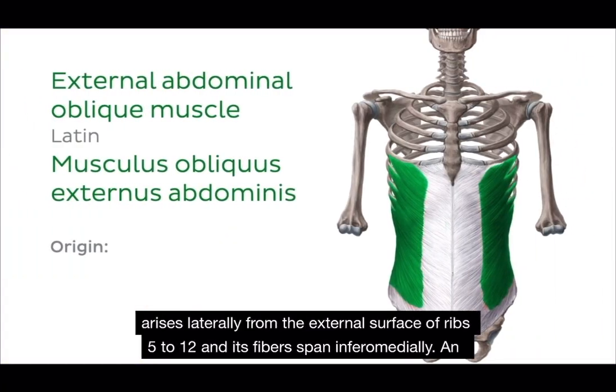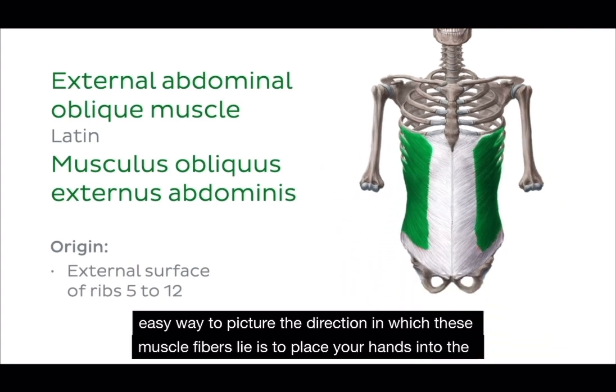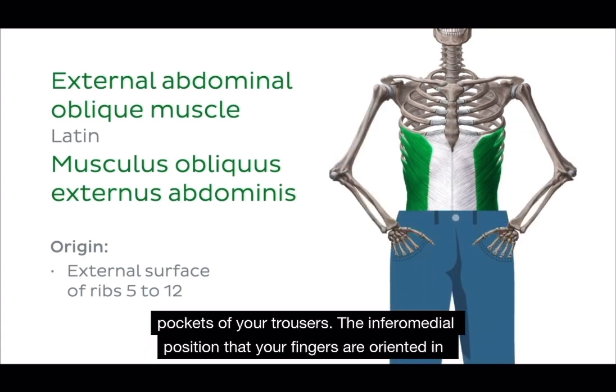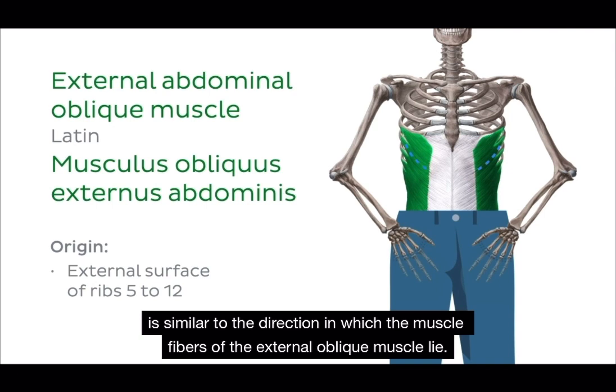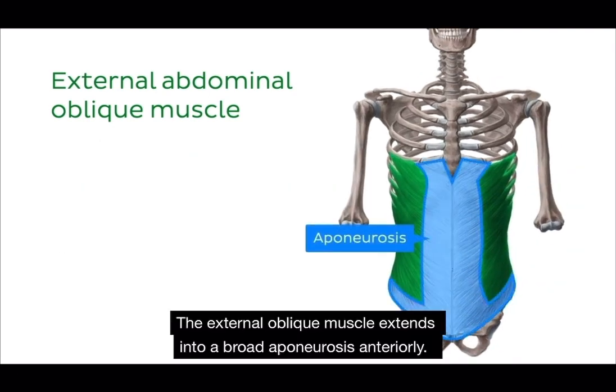This flat muscle arises laterally from the external surface of ribs 5 to 12, and its fibers span inframedially. An easy way to picture the direction in which these muscle fibers lie is to place your hands into the pockets of your trousers. The inframedial position that your fingers are oriented in is similar to the direction in which the muscle fibers of the external oblique muscle lie. The external oblique muscle extends into a broad aponeurosis anteriorly.